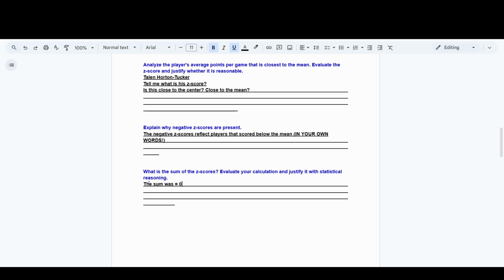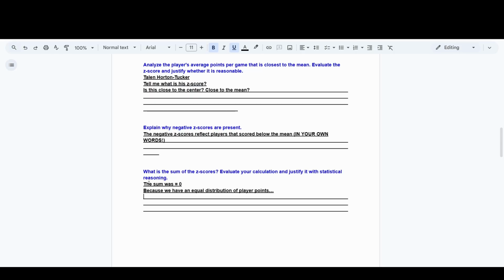Evaluate your calculation. Justify with statistical reasoning. So this is because we have an equal distribution of player points. Something like that. We have a lot below and above the mean.